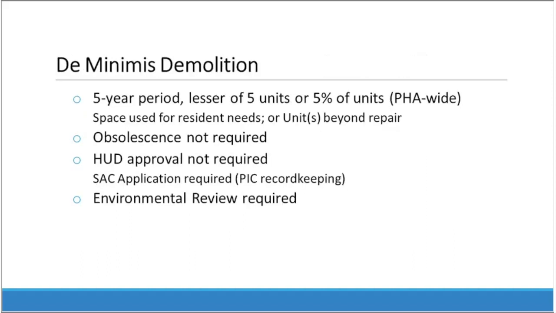De minimis is similar to what we had talked about under RAD. So if you want to dispose of a small number of your units, the lesser of 5 units or 5% of your units throughout your portfolio, you can do that through Section 18 as well. Obsolescence is not required. You do that through your SAC process. An environmental review is required. So again, that's the Part 58.